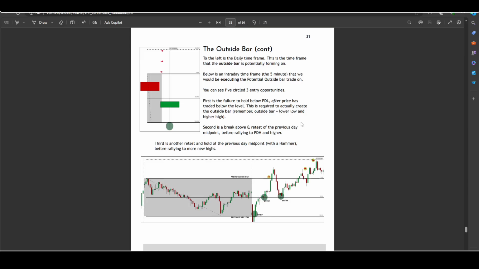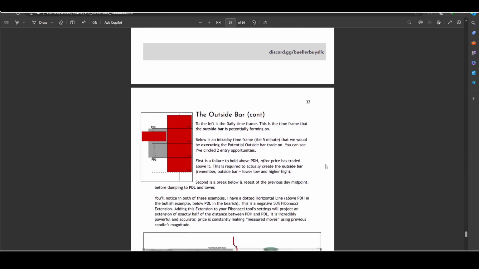Second is a break above and retest of the previous day midpoint before rallying to the previous day high and higher. Third is another retest and hold of the previous day midpoint with the hammer before rallying to more new highs. So not just the first time they held the previous day low, but also the second. Seeing that second time show up is really confident too, because it shows buyers are really trying to show that they are present here and want control of that area.